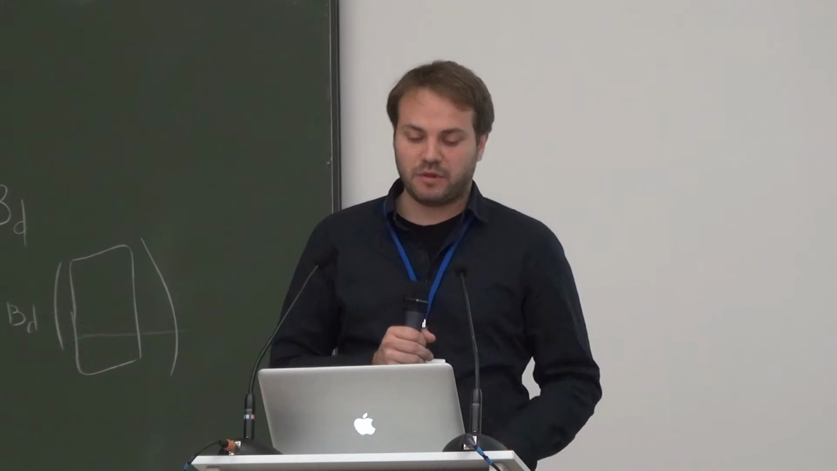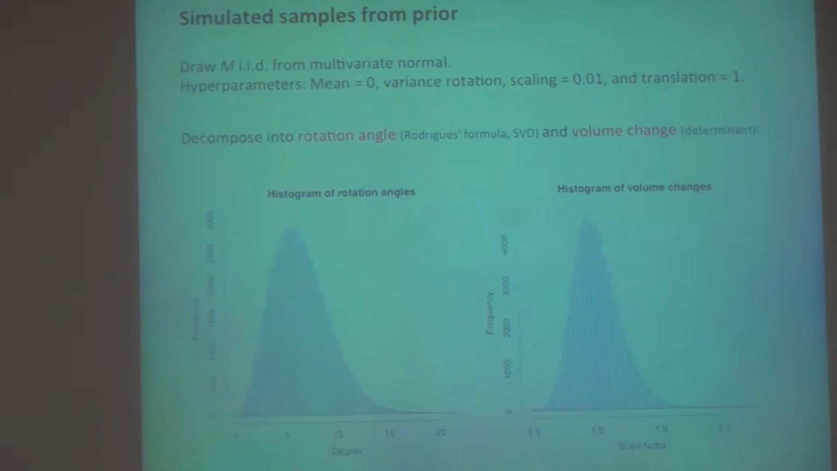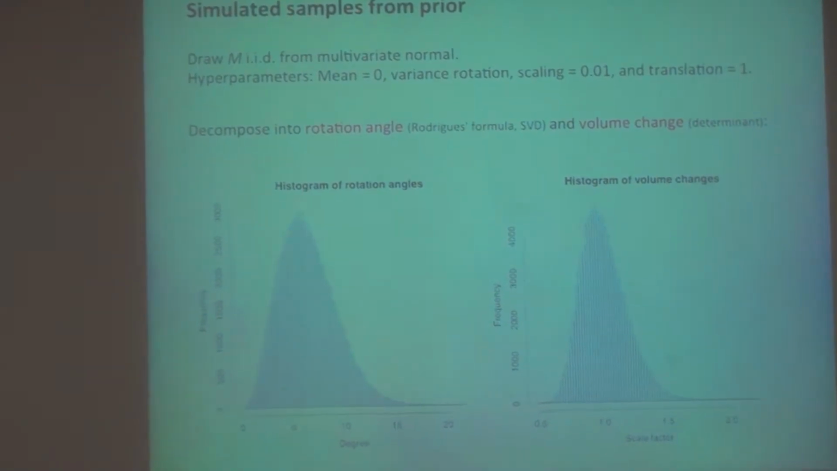To relate this to something that might be intuitive for medical doctors, since in the end we would like to get their information and use that as our prior in the estimation process, I tried to simulate what it means to draw multivariate normal distributions for the matrix M with a certain set of hyperparameters. And you see here the result of 100,000 simulations.